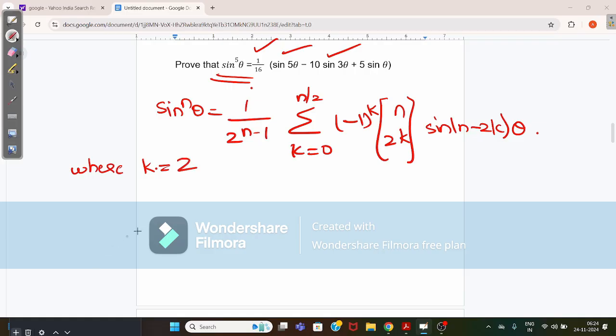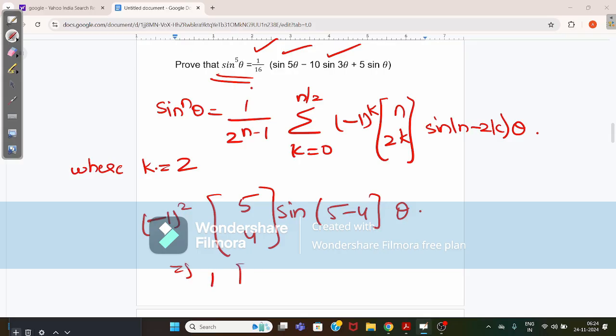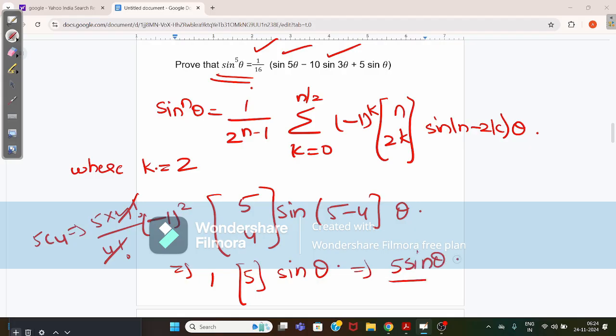Now where k is equal to 2, minus 1 whole square, 5 4 2 2's 4, sine of 5 minus 4 theta, which gets the value here 1 into 5c4. 5c4 means 5 into 4 factorial by 4 factorial, so 4 factorial gets cancelled out, only 5 remains, and sine of 5 minus 4 is only theta, so this value is 5 sine theta. So we got this value 5 sine theta, which is the required answer we have. When you add all these, you'll get this answer.